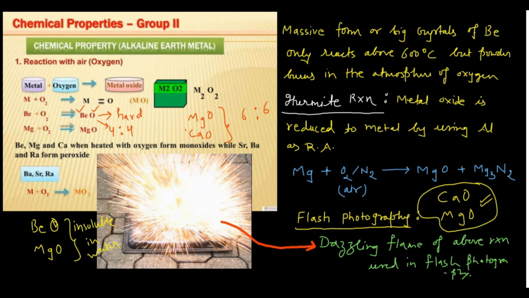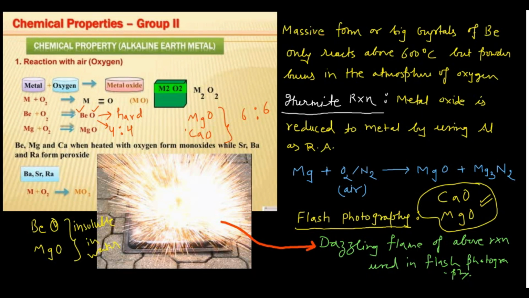Then next is the reactivity, okay. Massive form or big crystals of beryllium only react above 600 degrees centigrade. That means towards oxygen your beryllium is unreactive. So if you want to burn beryllium in oxygen, that would be a very hard reaction, because beryllium only reacts with oxygen at or above 600 degrees centigrade.